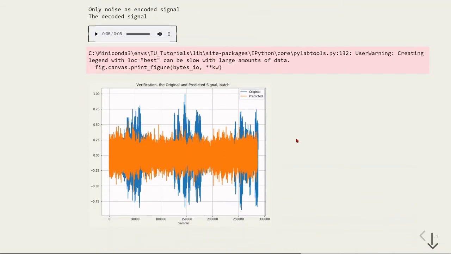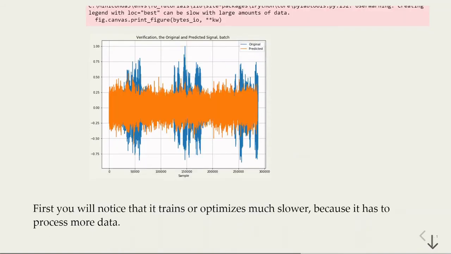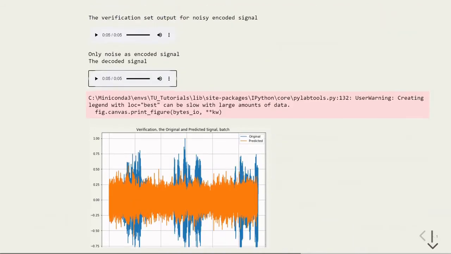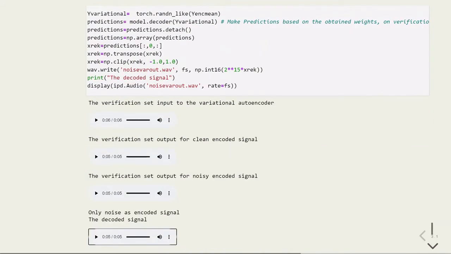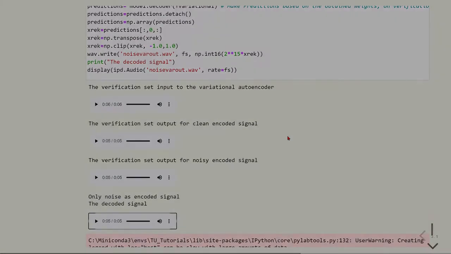Here we see the verification, so it's the original and the predicted signal. And you notice that we are much less robust to noise, and we see that we don't achieve good results. Just remember again that this is just for learning and studying purposes. We're just using two small audio files for training, but we can already have a lot of intuition about the variational autoencoder, and also take a look at some of its characteristics.